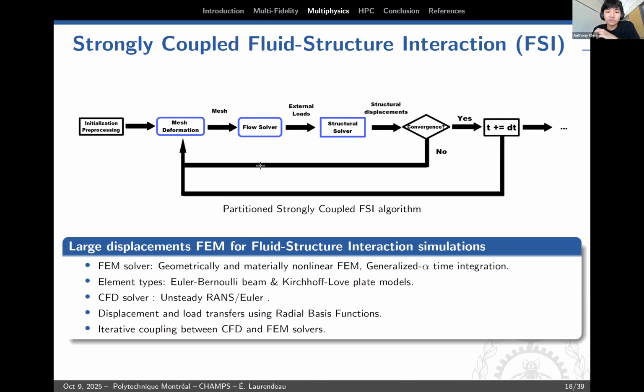So we have a flow solver that computes the external loads on the structure. Those are then fed into the structural solver that yields displacements, and those displacements are fed back into the mesh of the flow. This process is iterative, which means that for each time step, we are looping multiple times until we reach an acceptable convergence. And so this makes it strongly coupled.